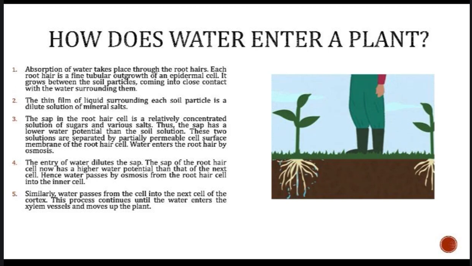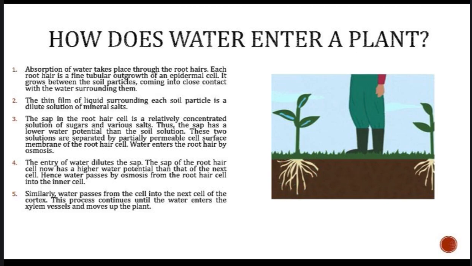Thus, the sap has a lower water potential than the soil. When you're going to measure water, we're going to refer to it as water potential, and the highest value for water potential is 0. So these two solutions are separated by a partially permeable membrane, called the cell membrane, of the root hair cell. Water enters the root hair by osmosis.